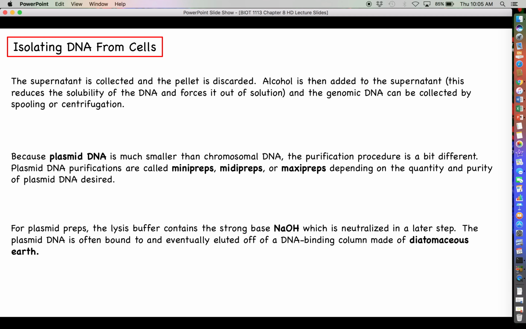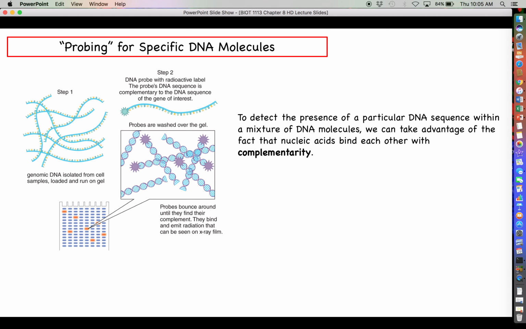So one of the big differences is for plasmid preps, the lysis buffer contains sodium hydroxide, which is a very, very, very strong base, the opposite of an acid. It gets neutralized at a later step, but what this really does is it does a good job of making sure that we don't get mixing of the plasmid DNA and the chromosomal DNA. So eventually, the plasmid DNA will get bound to a DNA binding column, and then we can eventually elute it off so that we're just collecting the plasmid DNA and not any chromosomal DNA.